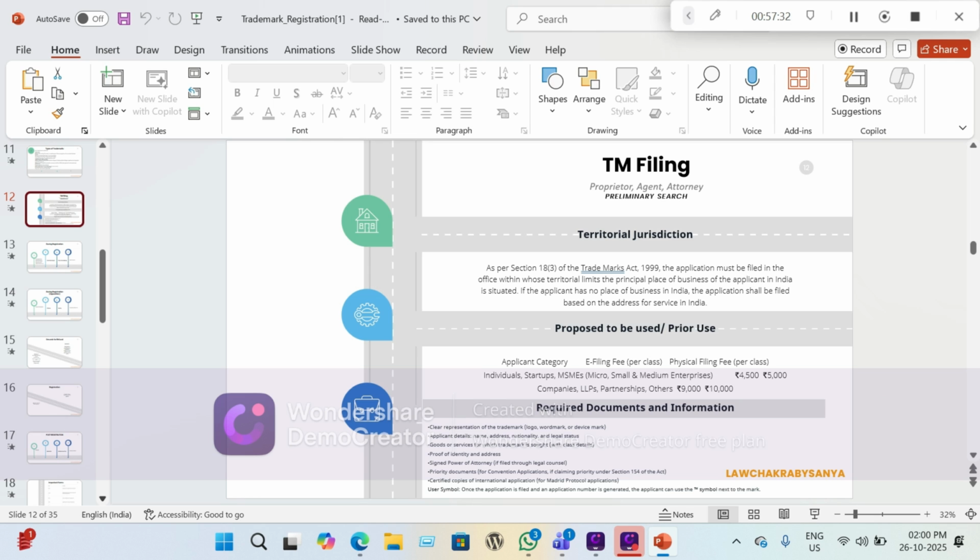Then you have to run a phonetic search. Phonetic search is also something you'll find on the ipindia.gov.in public search. I'm writing all of this in the chat box for your convenience, so please make a note of it. Make a phonetic search to see if there is any other mark that sounds similar to that mark, because even if there is a phonetic similarity, your application will be rejected. So you must do a phonetic search also.